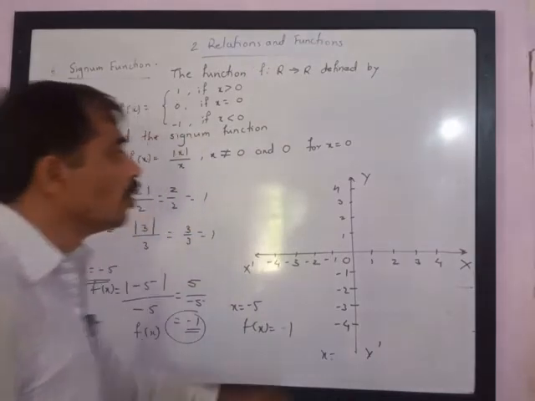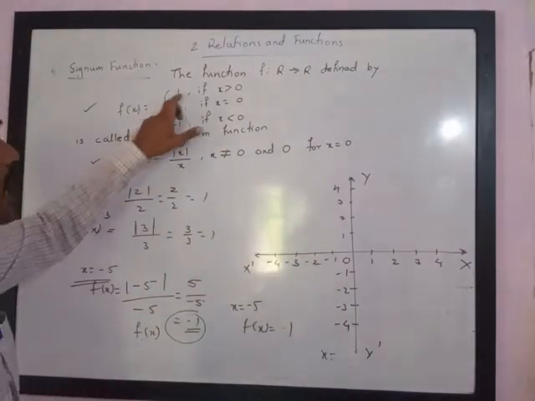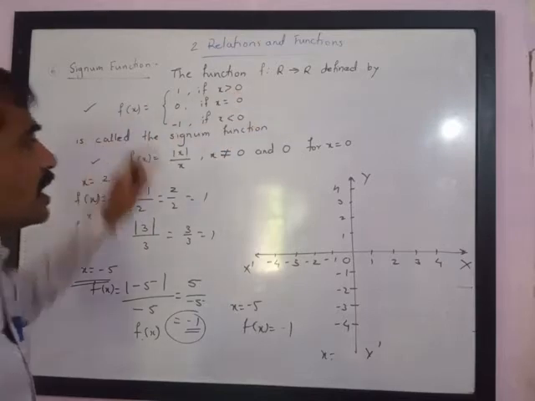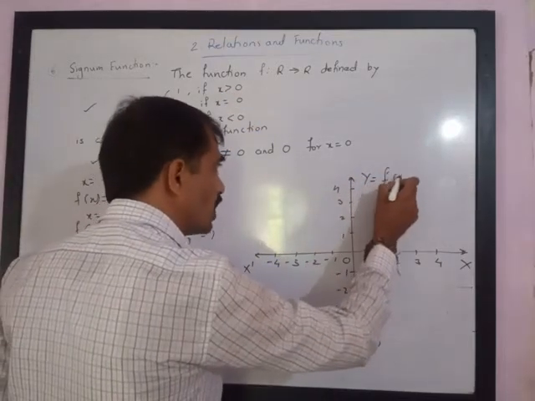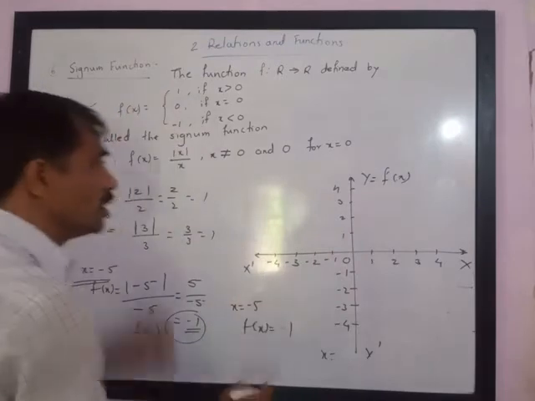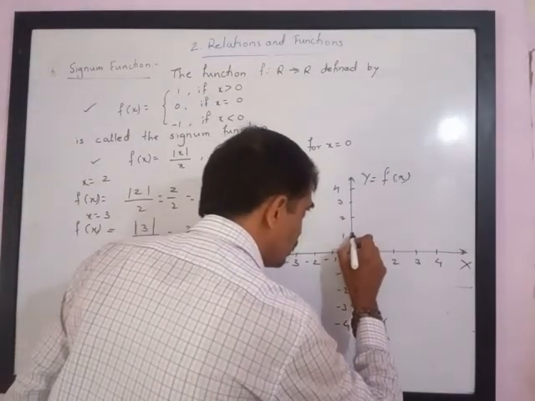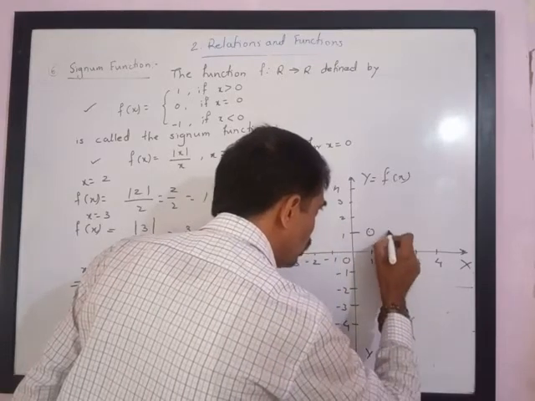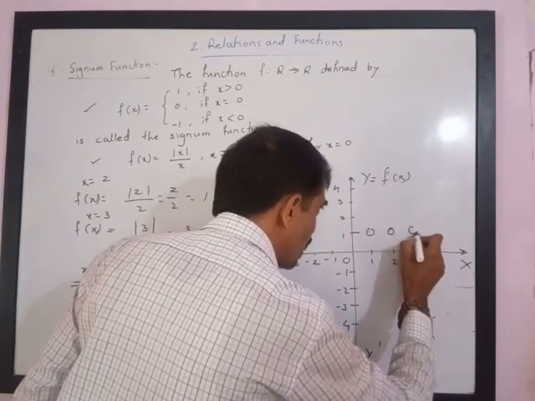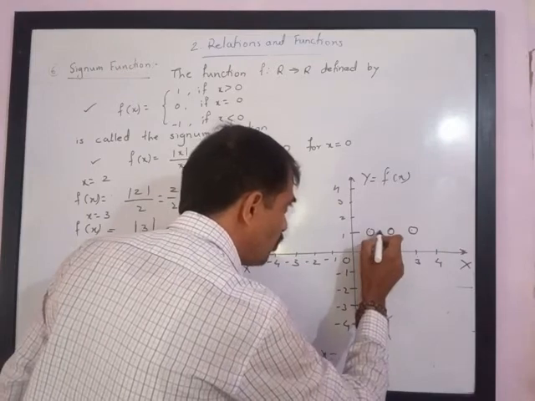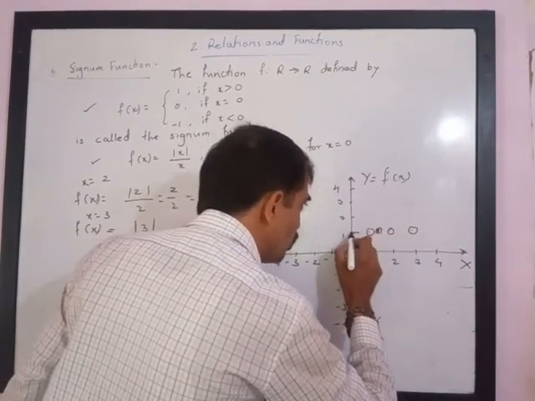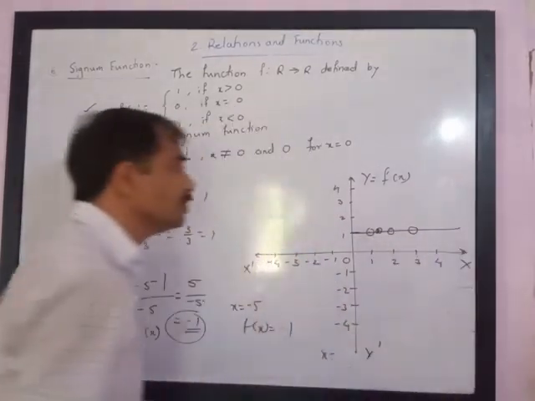Now see, whenever x is greater than 0, y is equal to f of x will be equal to 1. So this is 1. Whenever x is 1, we will have 1. Whenever x is 2, we will have 1. Whenever x is 3, we have 1. Whenever x is half, whenever x is root 2, we have again 1. Please note, if you make a line, we will get a straight line.